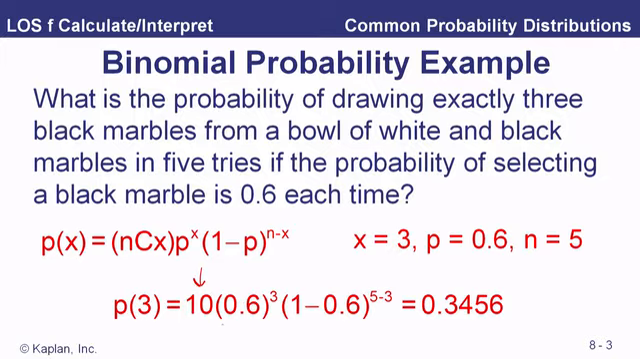Okay. Here's our probability of success to the 3, our number of successes, and 40%, the probability of failure, that is the probability of choosing a white one, is squared, because we're going to have 2 whites in 5 tries, and there's our probability right there, 34.56%.